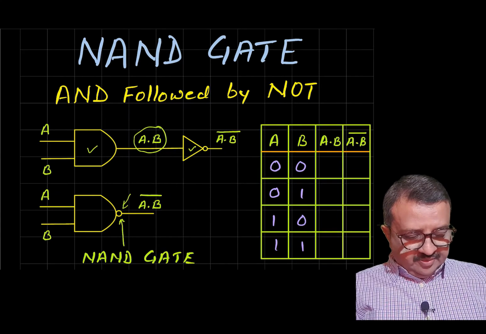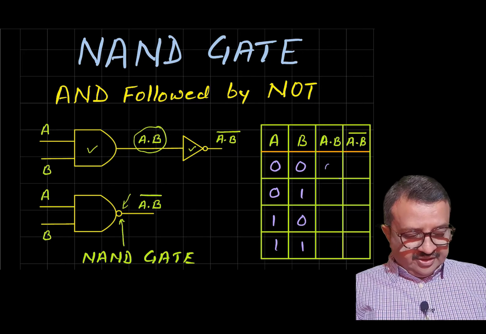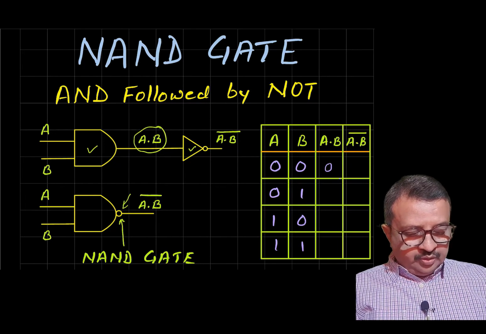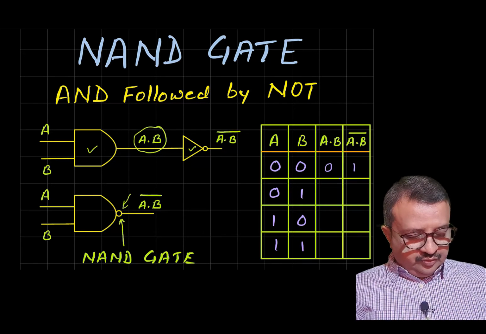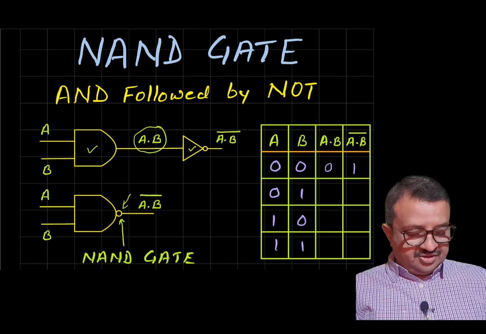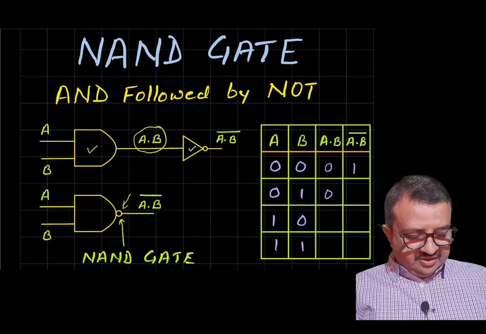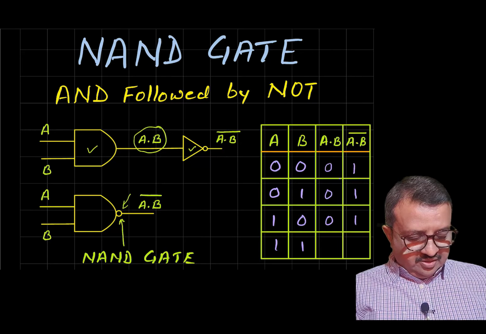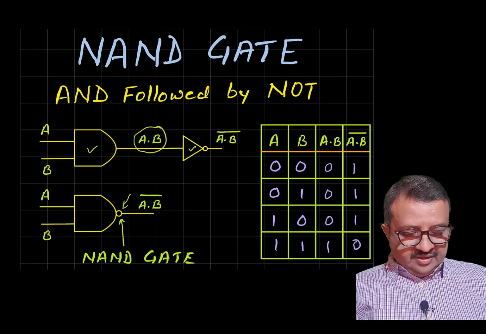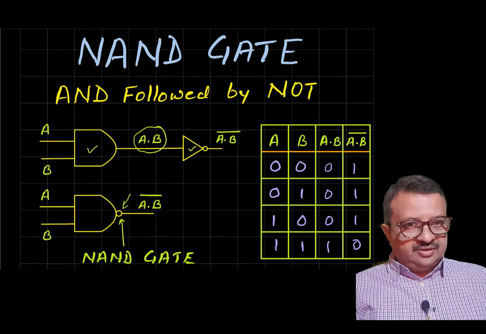Let us look at the truth table. If we take 0 and 0, the AND output is 0. Now this output is complemented, so you will get 1 as the output of the NAND operation. 0 and 1, the output is 0, and this is 1. 1 and 0, the output is 0, this is 1. 1 and 1, the output is 1, and this is 0. So you get the NAND gate operation.